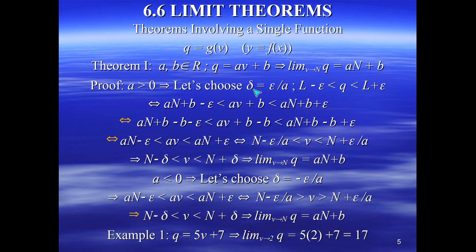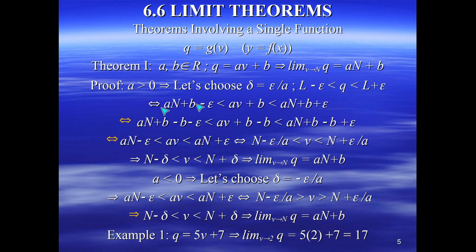So when a is greater than 0, let's choose delta equals epsilon over a. Delta and epsilon should be positive, don't forget; we have seen this before and used them in some proofs. Delta and epsilon are very small distances, infinitesimal, infinitely small distances, but positive. A is positive and epsilon is positive, so epsilon over a, which is delta, is positive as well. And Q is between L minus epsilon and L plus epsilon. Let's show that whenever v is in the interval N minus delta, N plus delta, then Q would be between L minus epsilon, L plus epsilon. This is the logic of our proof.